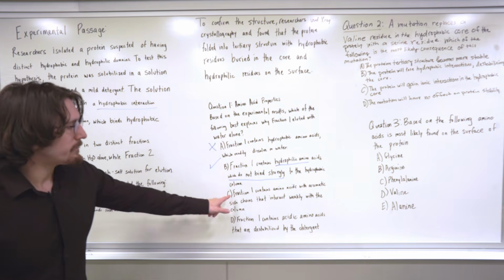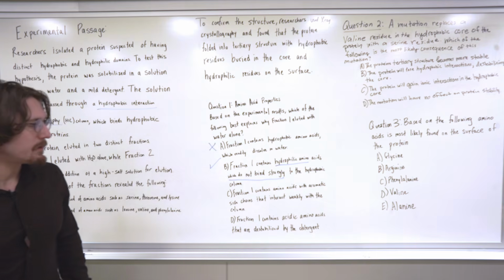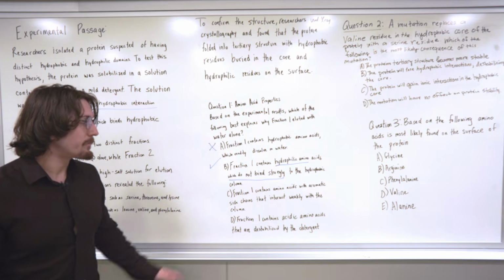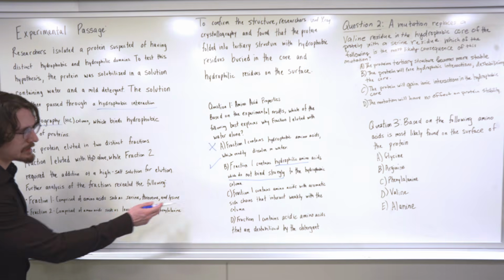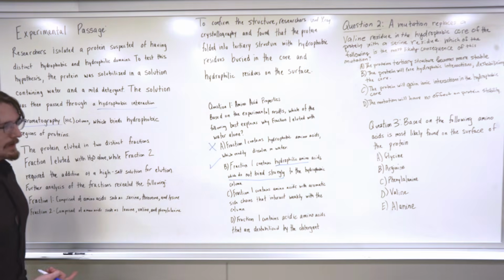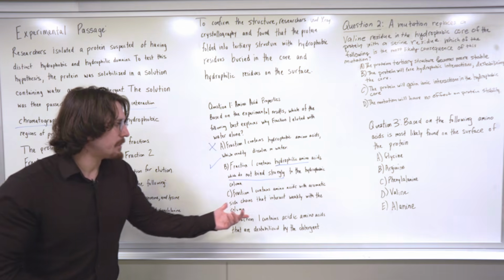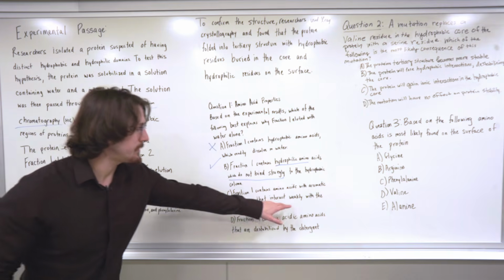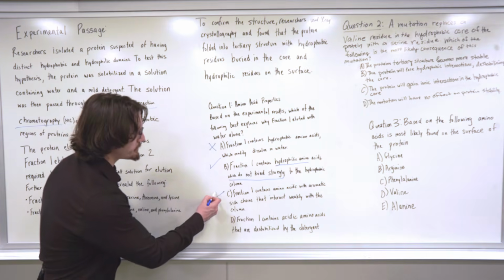So C, fraction 1 contains amino acids with aromatic side chains that interact weakly with the column. So for one thing, we see fraction 1 certainly doesn't have any aromatic side chain amino acids. I mean, none of these have aromatic side chains. And the other thing is that aromatic side chain amino acids generally are hydrophobic, so they would actually strongly interact with the column. So this one's wrong.